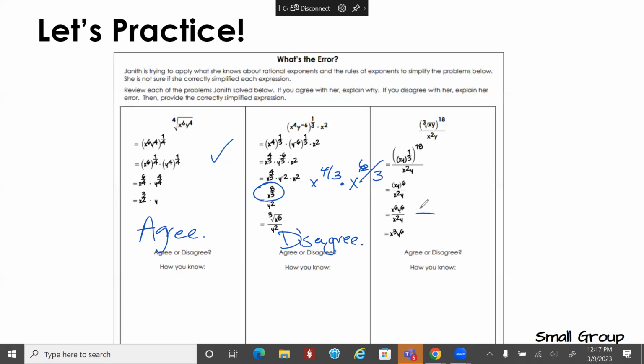When you have this part, we have x to the 6, y to the 6 divided by x to the second y. What are you going to do with these exponents? Not divide. Subtract. What's 6 minus 2? So it should be x to the 4th, and then 6 minus 1, so it should be y to the 5th. They did this wrong.